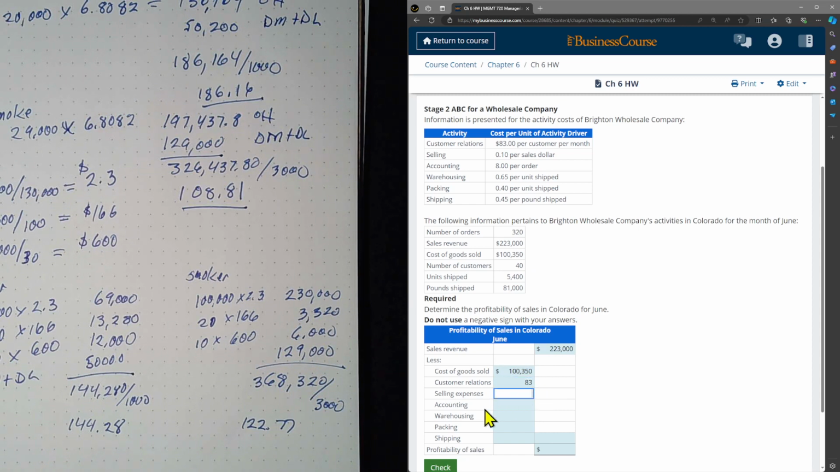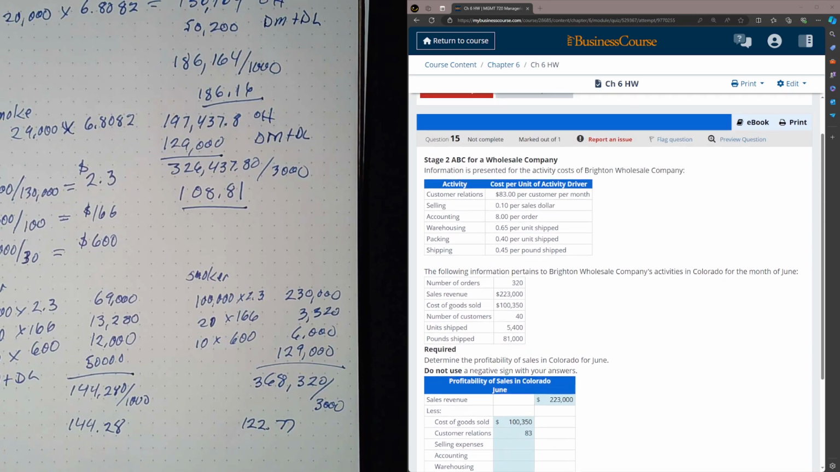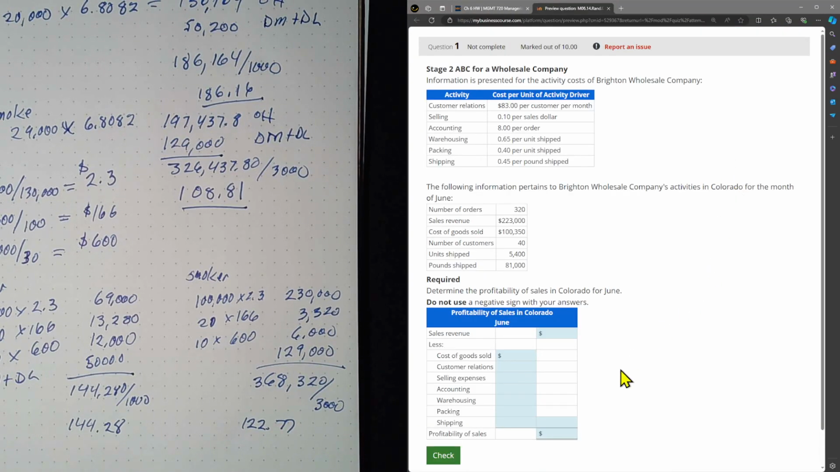And you'll go through, and I'm just going to pause it here and fill in these numbers, but you can see selling is 10 cents per sales dollar, accounting is $8 per order, warehousing is 65 cents per unit shipped, et cetera, et cetera. So you just use these rates times whatever the driver is to fill in everything here. In fact, what I'll do is I'll just go to the preview question and have it fill in the correct responses.